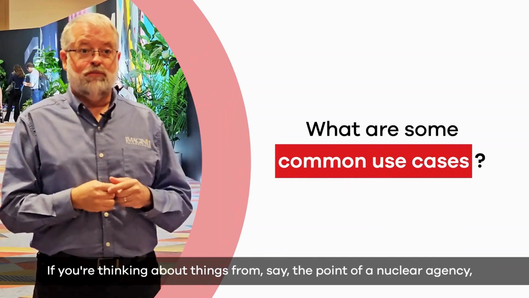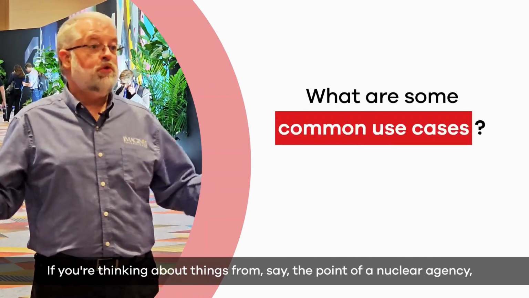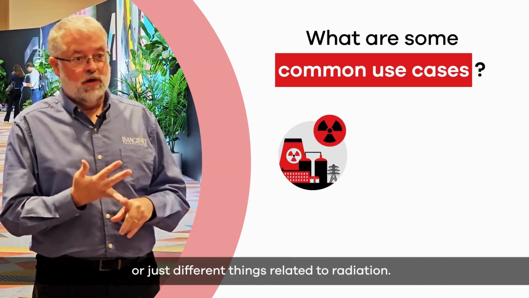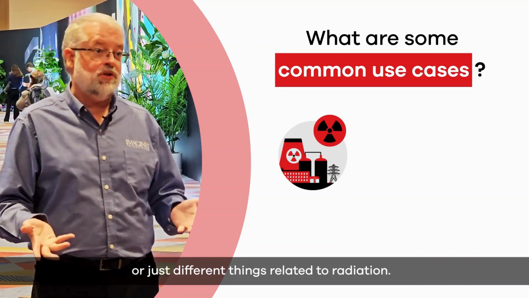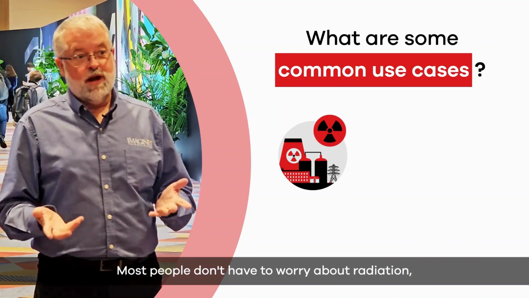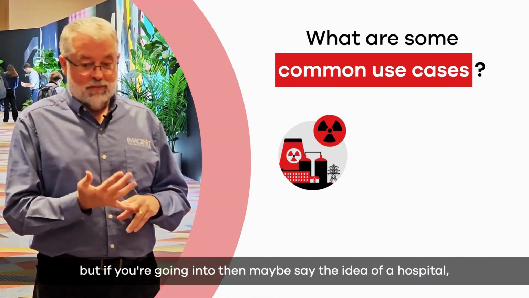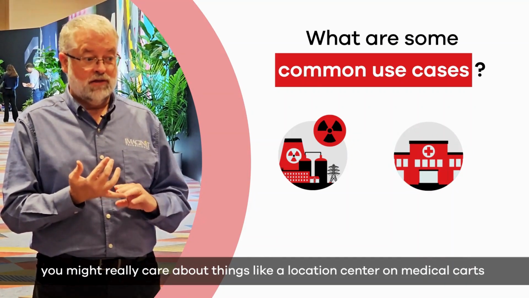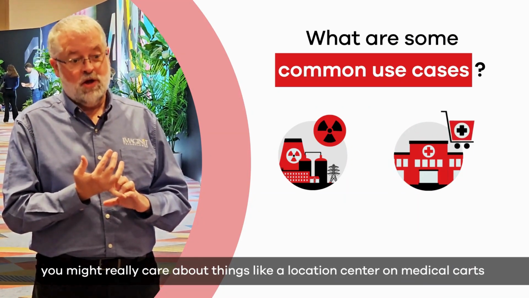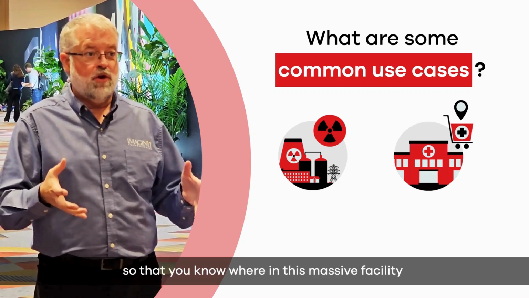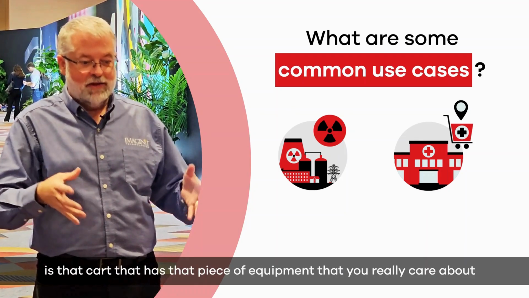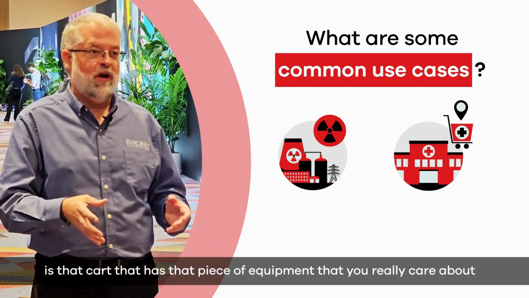If you're thinking about things from, say, the point of a nuclear agency, you might really be worried about temperature checks or just different things related to radiation. Most people don't have to worry about radiation, but if you're going into, maybe, say, the idea of a hospital, you might really care about things like a location center on medical carts, so that you know where in this massive facility is that cart that has that piece of equipment that you really care about for things that are mobile.